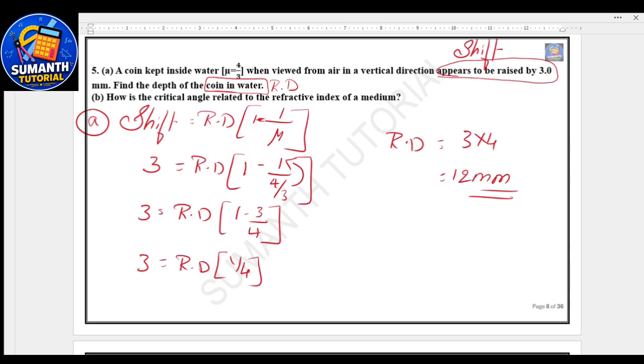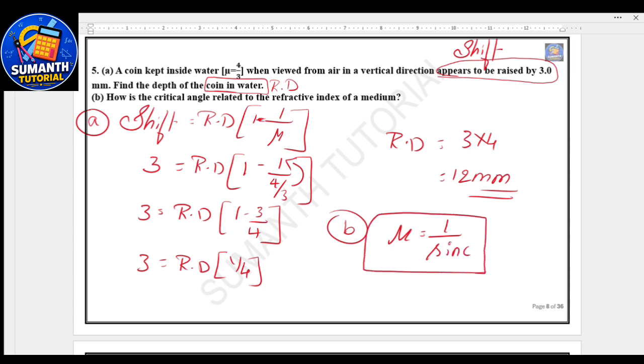Now go for question number B. How is the critical angle related to the refractive index of the medium? Direct question. See here, the refractive index is inversely proportional to the sine of the critical angle. Mu is equal to 1 by sine C.